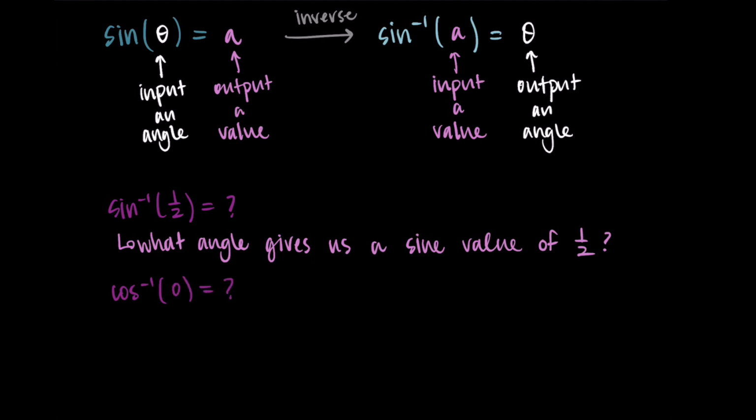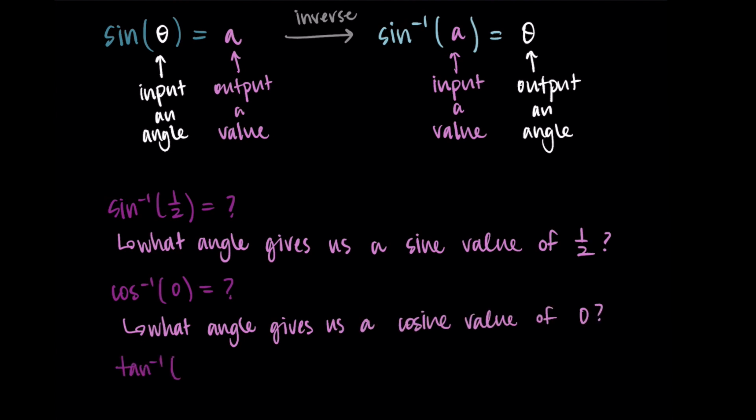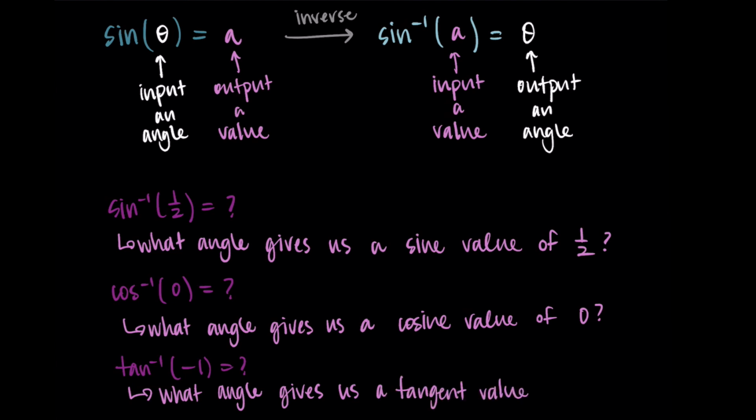Similarly, we could do cosine inverse of 0 equals what? This asks what angle gives us a cosine value of 0. Or we could do tangent inverse of -1, and this would ask what angle gives us a tangent value of -1. These are the types of questions we're going to be asking with sine, cosine, and tangent inverses.